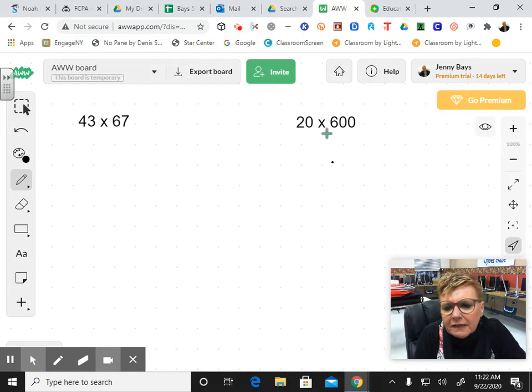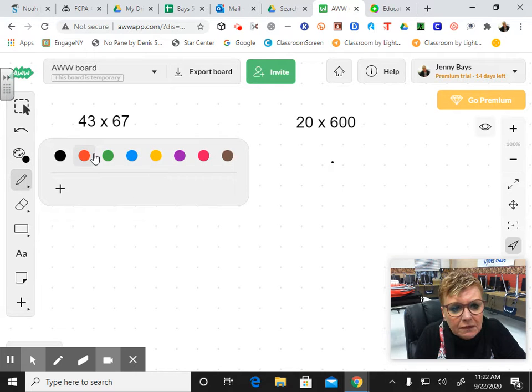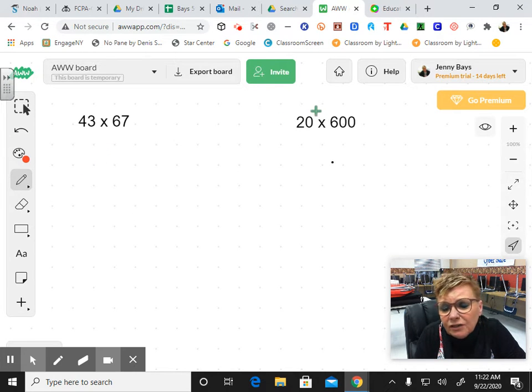Okay, let's do a little multiplication. Let's start with these magic zeros. Zeros are awesome when you're multiplying because with zeros you can just ignore them and put them back later. All these zeros are at the end of the number. So when you get ready to multiply, just pretend they're not there.